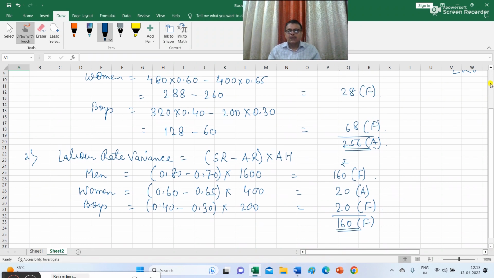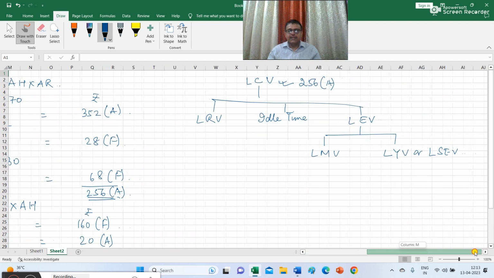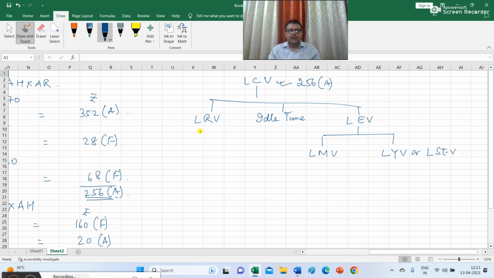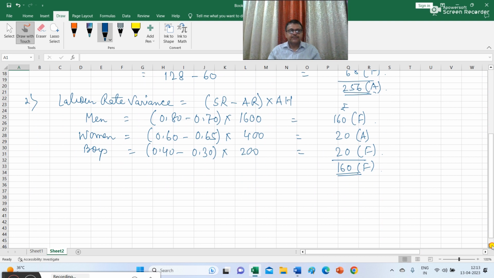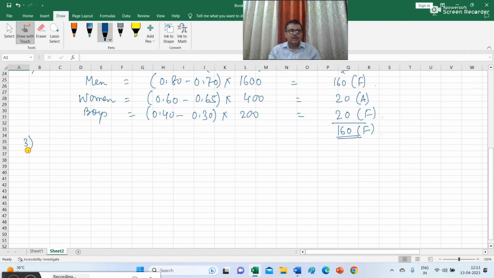Now I am writing this in this table. Labor rate variance is 160 favorable. Now come to idle time variance. This is the third calculation that I am going to do. Idle time variance.